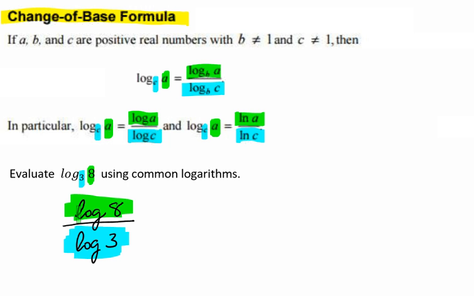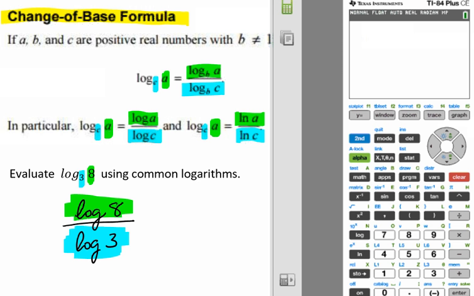So again, we have our log of 8 divided by our log of 3, and we're now able to pull up our calculator. From here, we can enter in the log of 8 divided by the log of 3. We hit enter, and we get a decimal answer: 1.892789261. We're going to round this to 3 decimal places, so our answer is going to be 1.893. And we've now evaluated the log base 3 of 8 using common logarithms.